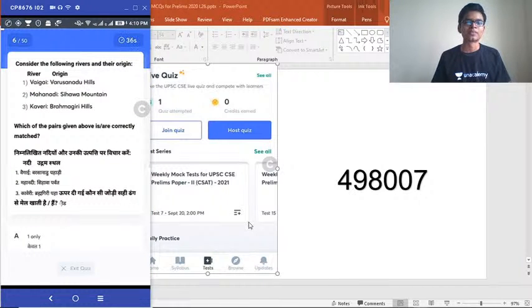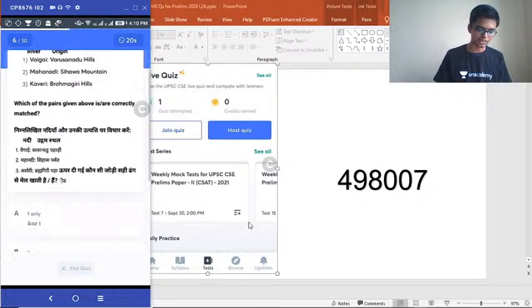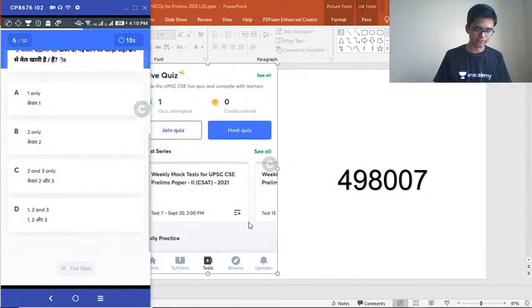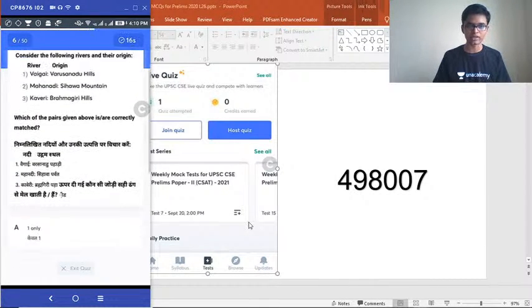Question 6. Consider the following rivers and their origins. Vaigai, Varusanadu Hills; Mahanadi, Sihava Mountain; Kaveri, Brahmagiri Hills. Which of the pairs given above is or are correctly matched? Rivers and their origin location. Options: 1 only, 2 only, 2 and 3, 1, 2 and 3.